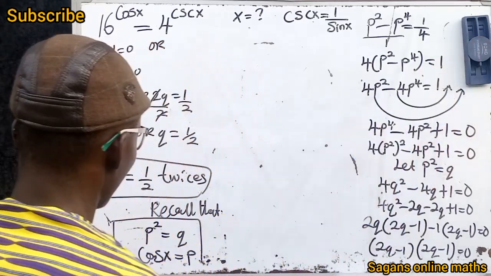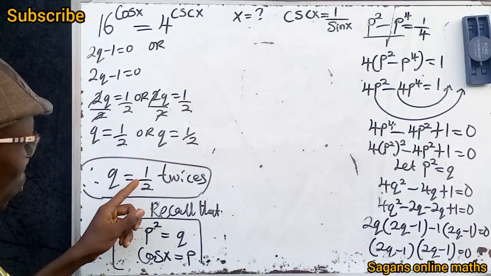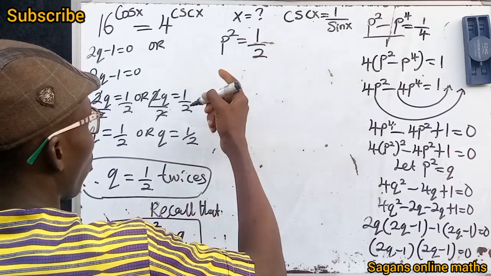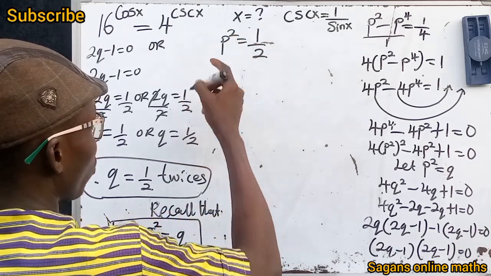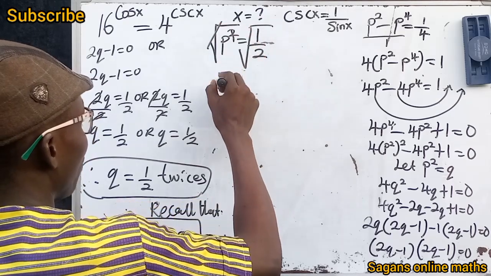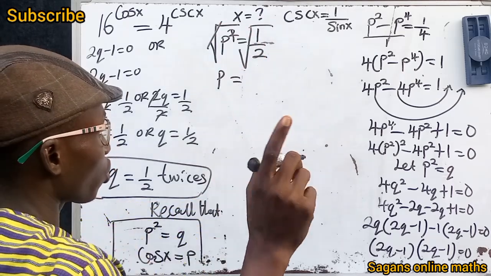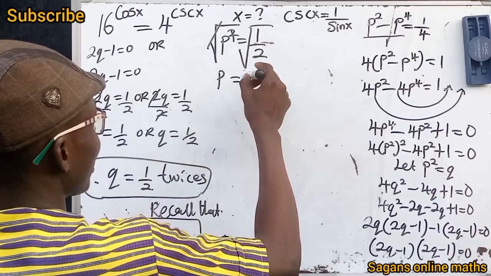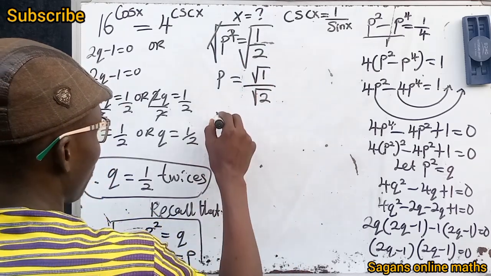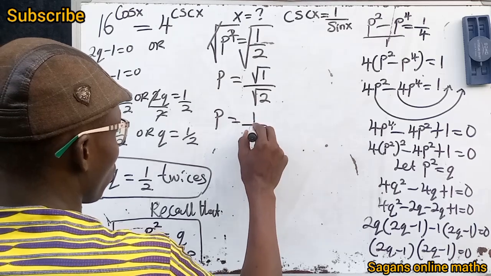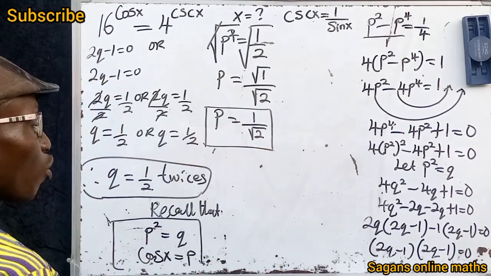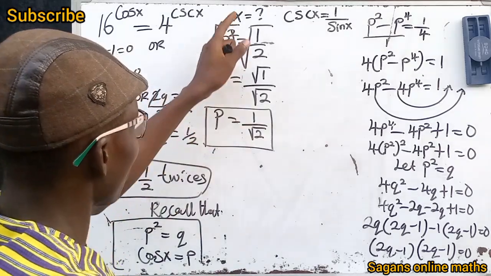Now we have gotten that our q is 1 over 2. That means p raised to the power of 2 is equal to 1 over 2. What will we do to p so we can remove the square? We have to take the square root of both sides. This will cancel out this, and p will be equal to the square root of 1 over 2, which is the same thing as root 1 divided by root 2. That means our p is equal to 1 over root 2. This is the value of p. But we are not asked to solve for p, neither q. We are asked what is the value of x.